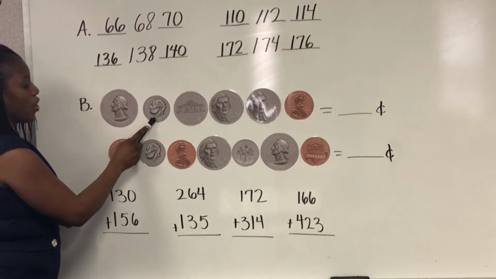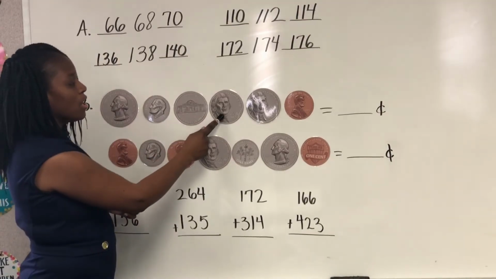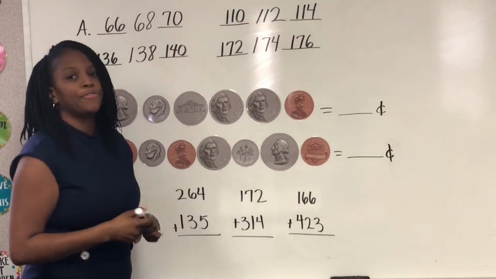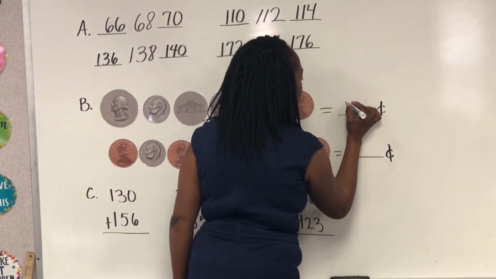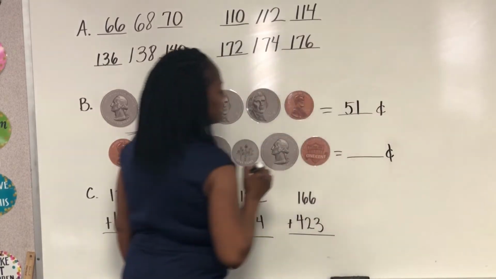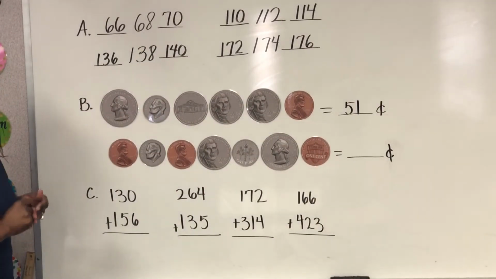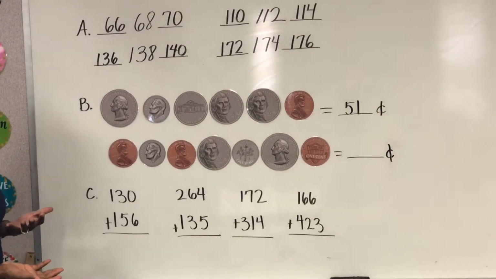25, 35, 40, 45, 50, and 51 cents. We have a total of 51 cents. Now, let's take a look at our next sets of coins. We need to arrange our coins from the greatest value to the least value.